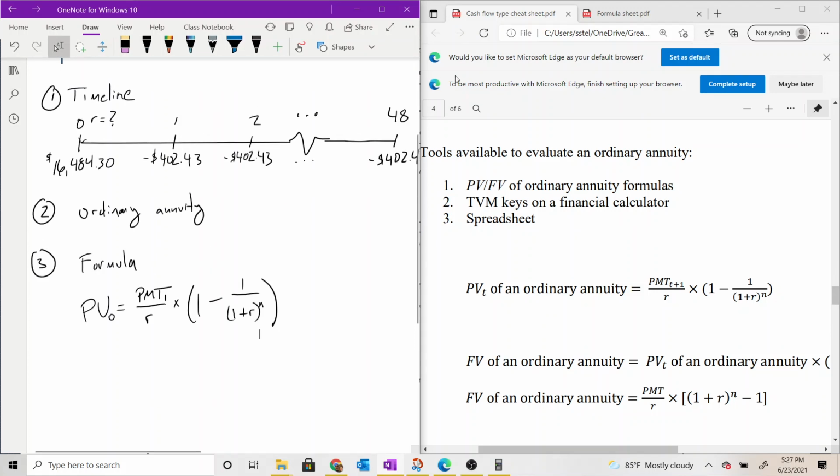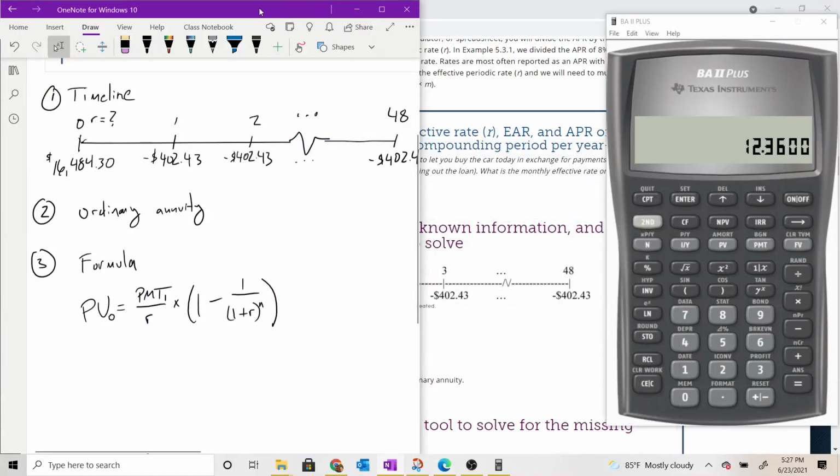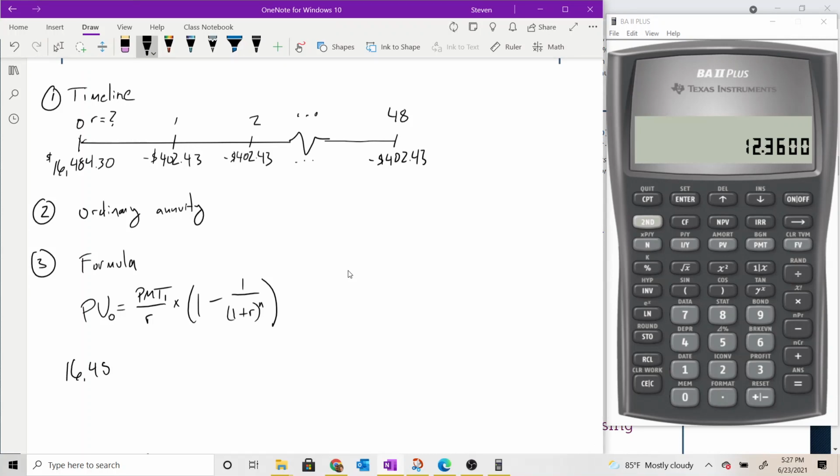Okay, let's plug in what we know and see why it would be difficult to use this formula. Okay, so the present value is $16,484.30. The payment we know, that's $402.43. The interest rate is what we're looking for, so that's R. One plus R, and then N is the total number of payments or the total number of compounding periods. That's 48 in this problem.